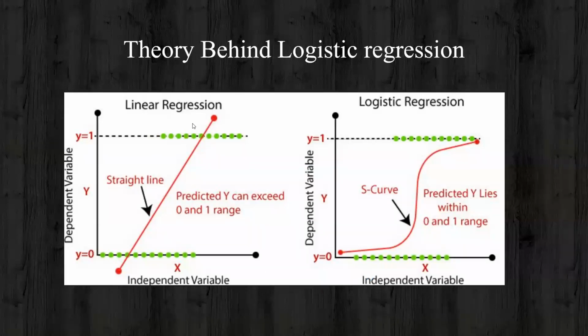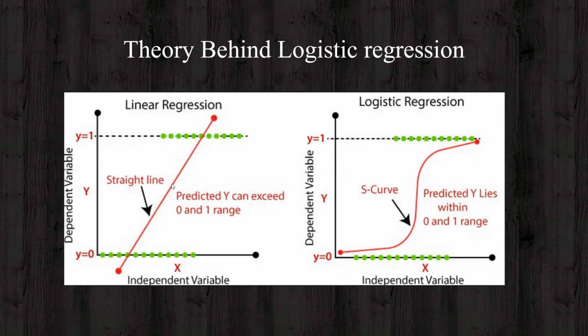So in linear regression, the dependent variable is numerical. In logistic regression, the dependent variable is categorical. In linear regression, we can solve regression problems. In logistic regression, we can solve classification problems. In linear regression, we fit with a straight line. In logistic regression, we fit it with a sigmoid curve.